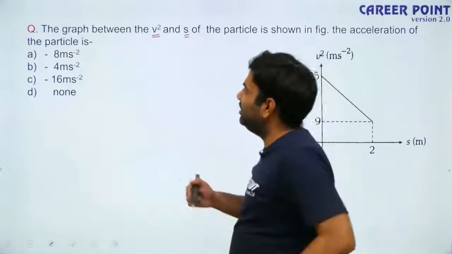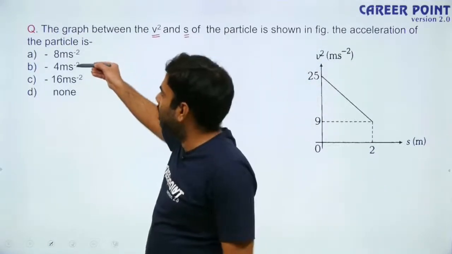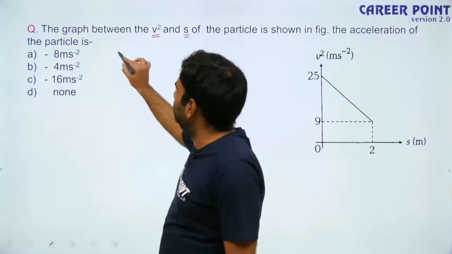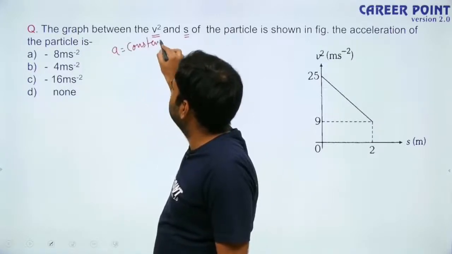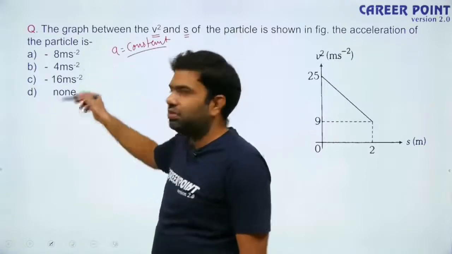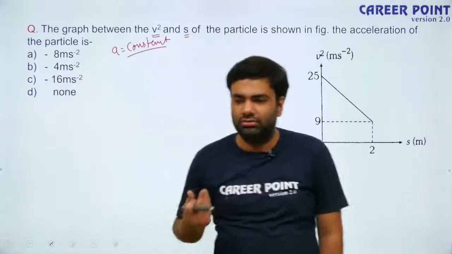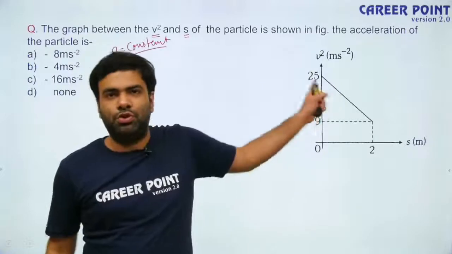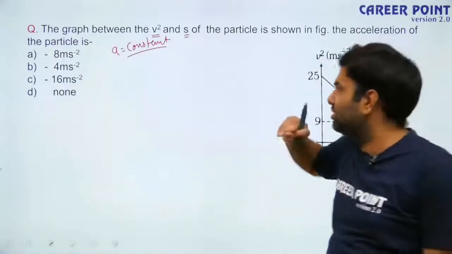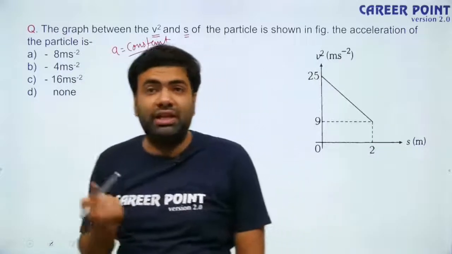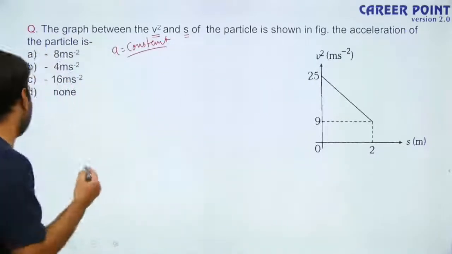And as you can see, by looking at the options, we can conclude that acceleration is constant. Though you cannot solve this kind of question by those methods, because you know the straight line equation, you can easily solve it. How? See this.